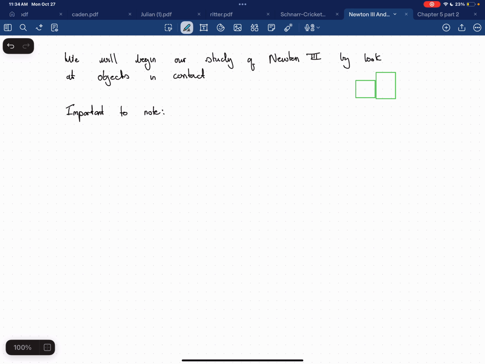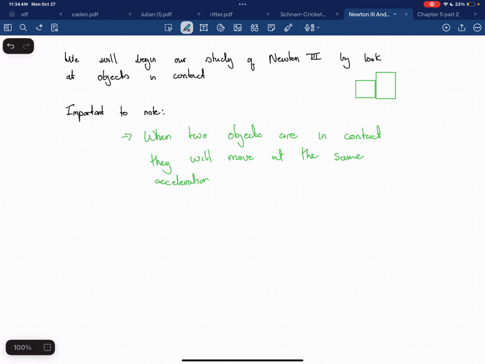Now, it's important to note that when two objects are in contact, they will move at the same acceleration. When two objects are in contact, they will move at the same acceleration.